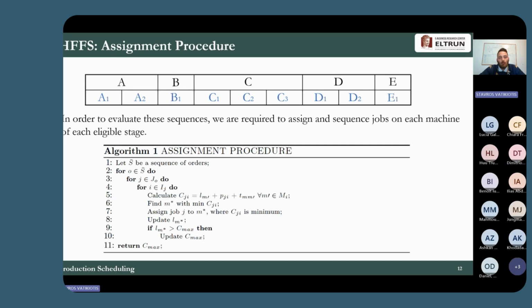Solutions in our approach are represented in the form of a sequence like the one shown on the top. However, we need to evaluate these sequences. And in order to do that, we have to assign and sequence jobs on each machine. And very briefly, what this procedure does is that it starts with the first order in the sequence, and then it gets the jobs within this order. And then for each job, it assigns greedily on machines which have the least load.